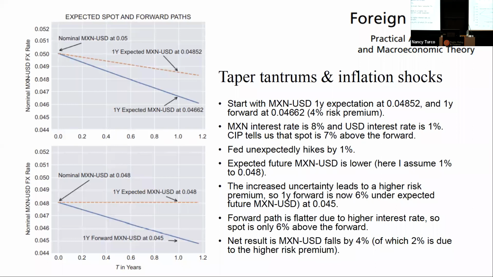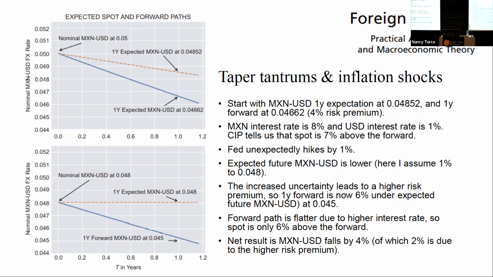So my 1 year expectation for the Mexican peso was 0.04852. And then I have a risk premium, a discount here between the spot and the forward. So I put in 4% risk premium. Apologies, that shouldn't say expected, that should say 1 year forward.